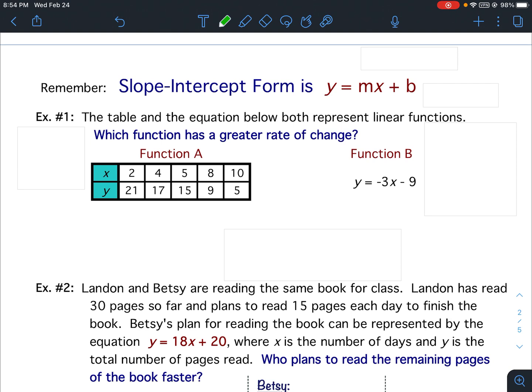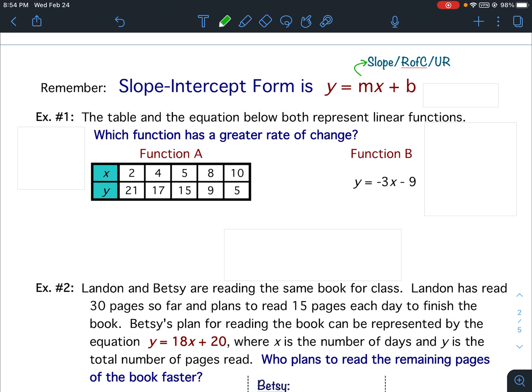So you'll often hear me say, solve for y. Solve the equation for y. The reason why we want you to solve for y is because we want the equation in slope-intercept form. If it is in slope-intercept form, then the m, the number in front of x, is your slope, which is the same as rate of change and unit rate.